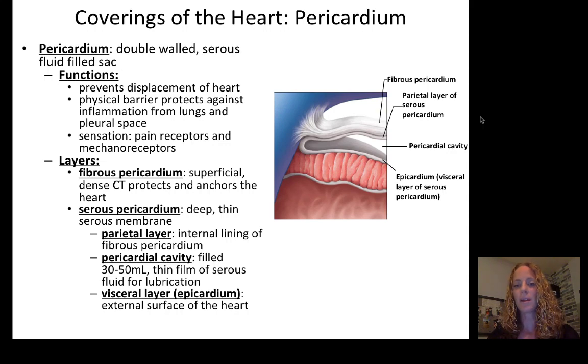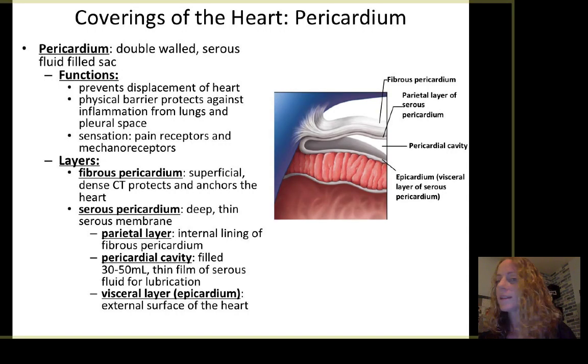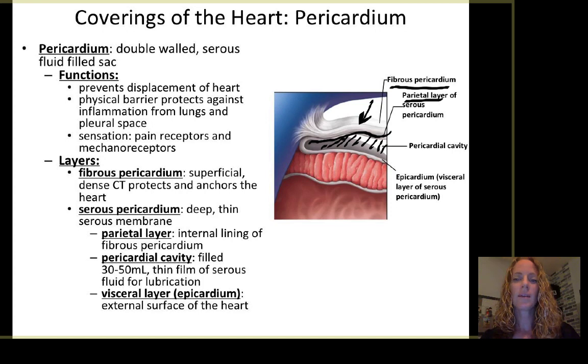The outermost layer of the pericardium, if we zoom in here, so let's look. So here's a slice of the pericardium, starting with this outermost layer here. So this would be making that outer portion of the pericardial sac. That's the fibrous pericardium. Just inside of that is the parietal layer of the serous pericardium. Then you'll have some fluid, which is the pericardial fluid, about 30 to 50 milliliters of a very thin serous fluid, and that's for lubrication. And then you've got the layer that's directly on the heart wall, which is the visceral layer of the serous pericardium. It's also called the epicardium.